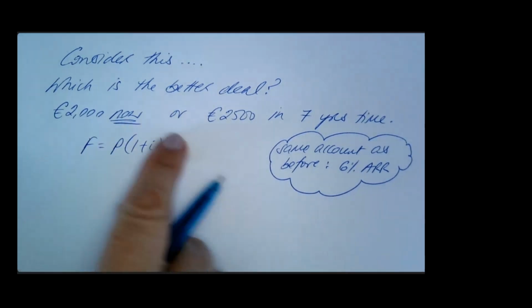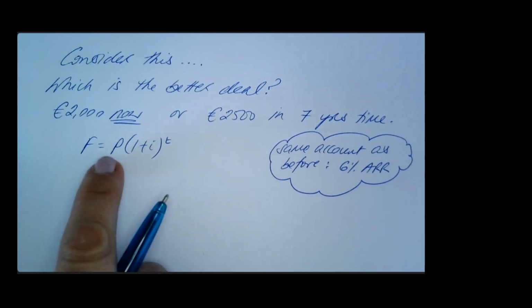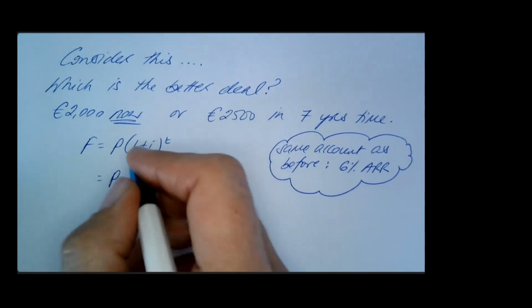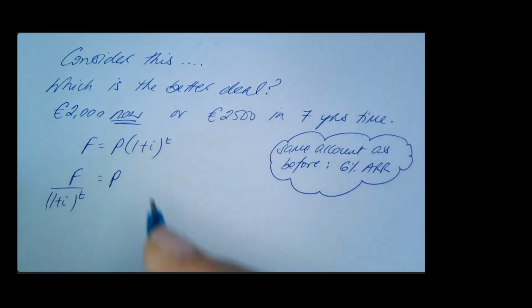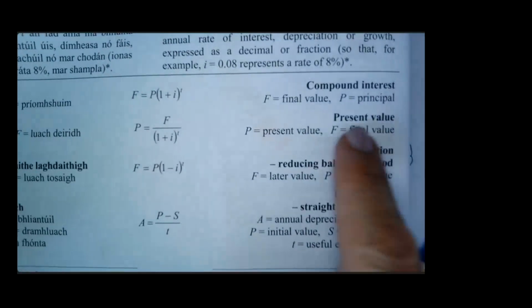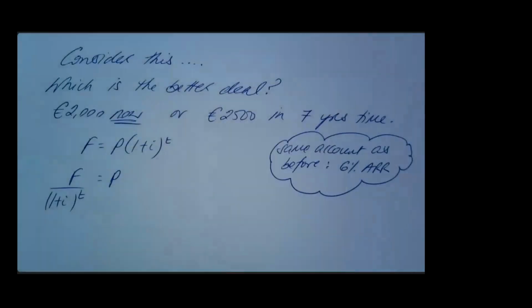So a manipulation of this formula that we have come across before for future values, to get P, your principal amount or your present value amount, would be to get P on its own, I would divide both sides by 1 plus I to the power of T, and I would get this. And this, of course, is in your log tables here, present value on page 30.